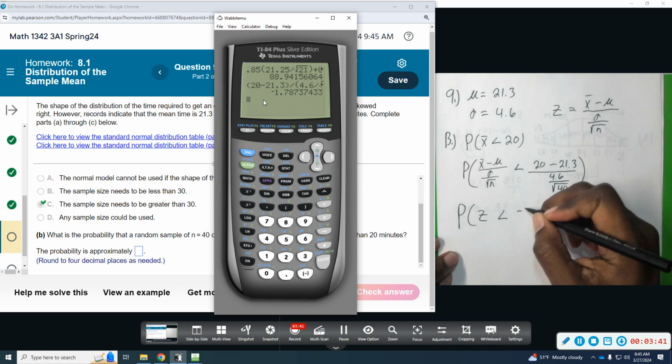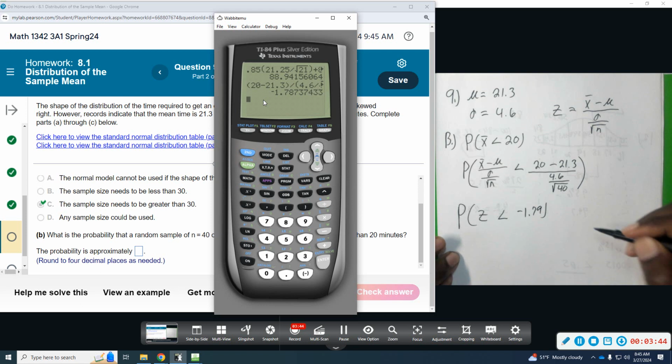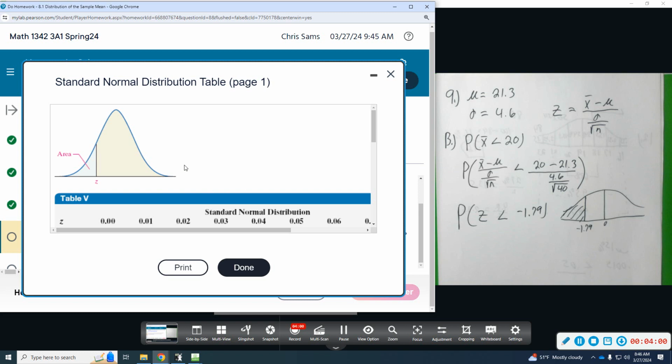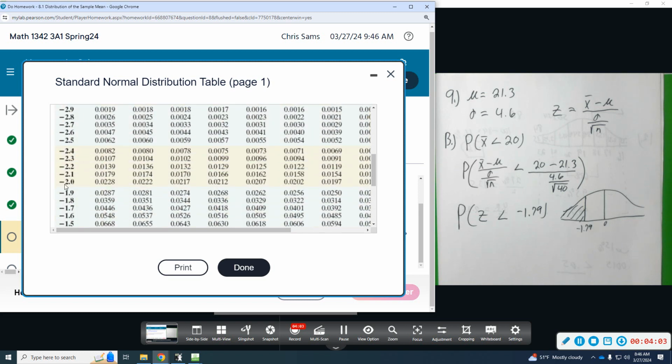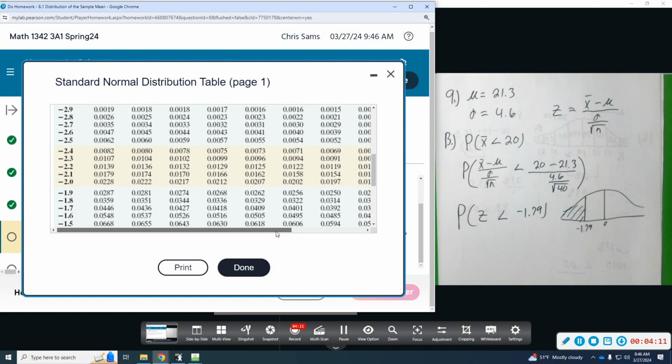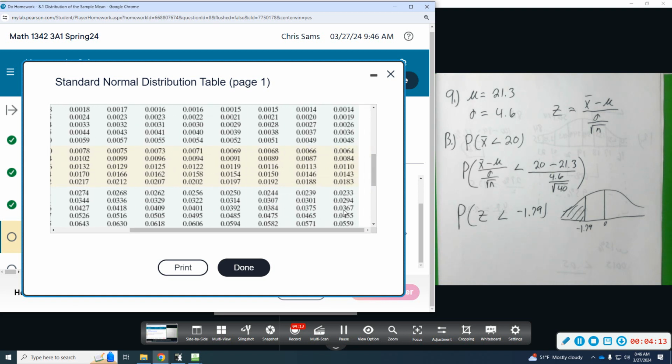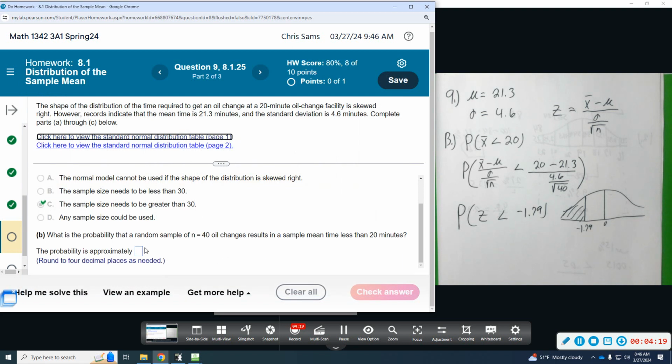So I'm looking at negative 1.79. So if I was to draw my bell curve, negative 1.79 is going to be on the left, and I'm looking for the area less than negative 1.79. Okay, so standard normal, we're going to go down to 1.7, and this will be 0, 1, 2, 3, 4, 5, 6, 7, 8, and 9. It'll be this last one. So that's 0.0367.